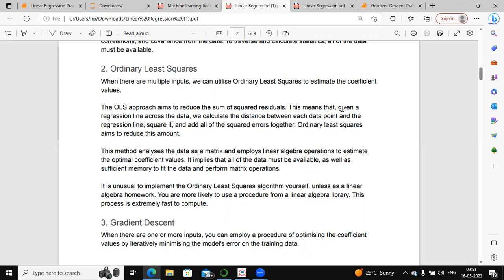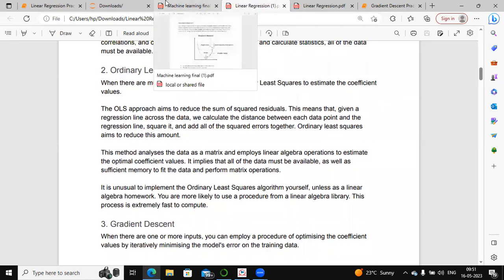This means that given a linear regression line across the data, we calculate the distance between each data point and the regression line, square it, and add all of the squared errors together. Ordinary least squares aims to reduce this sum. This is what ordinary least square is doing.